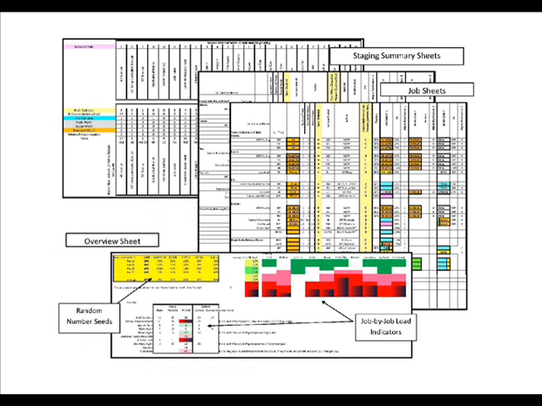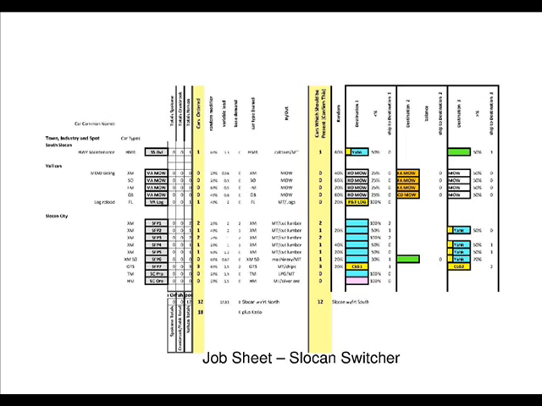The middle set of sheets are the job sheets, and this is where all the math resides to decide for each industry how many cars are required and where they're going to come from, and how many cars are going to be generated and where they're going to go to. The last set of sheets are summaries that show the number of cars that are going to be coming from the staging locations.